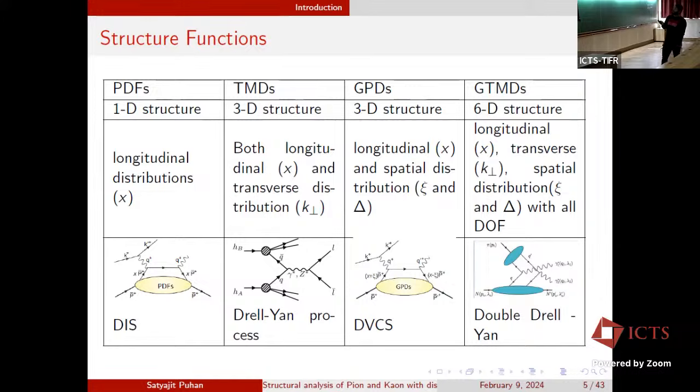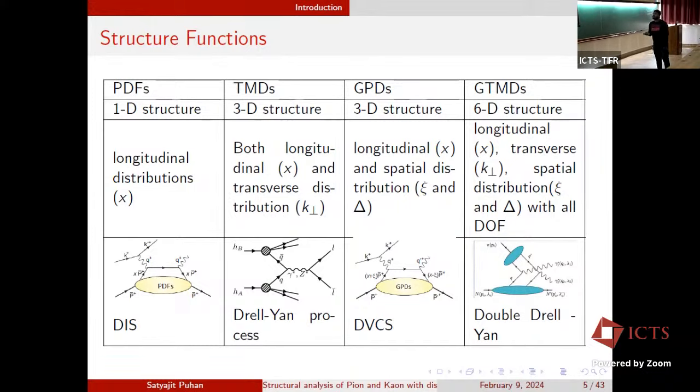GPDs provide the 3D structure and carry the information about longitudinal momentum fraction and spatial distribution, like zeta and delta. They can be extracted from DVCS and DVMP. While GTMD carries the information about longitudinal momentum fraction, transverse distribution, and spatial distribution with one degree of freedom. It can be extracted from the Drell-Yan process.